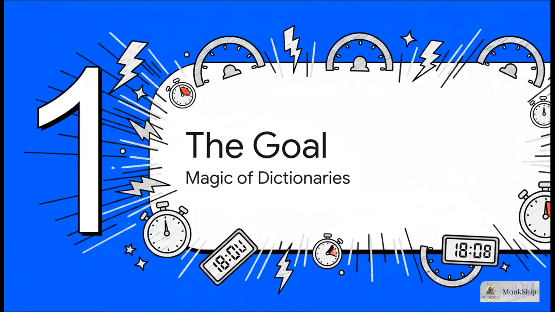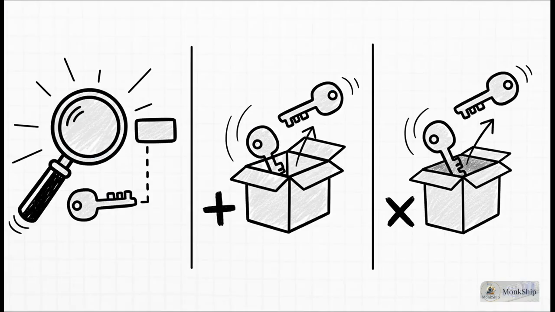Okay, so let's get into the magic of these dictionaries. What makes them so incredibly powerful? It really all boils down to one thing: raw, unbelievable speed. A dictionary really only has three main jobs. You need to be able to search for something using its key, you need to be able to insert a new key-value pair, and, of course, you need to be able to delete one. And the trick is, all three of these have to happen in the blink of an eye.